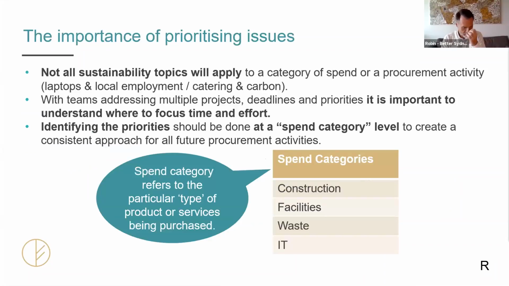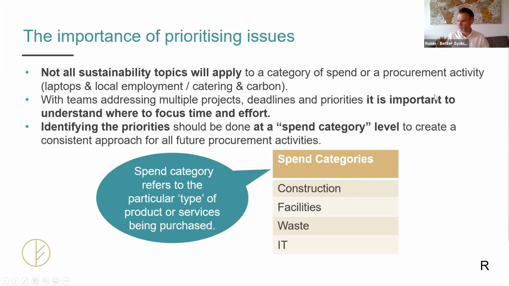We mentioned earlier, we talked about strategic levers and knowing which ones to pull. If you have a whole field of vision filled with levers and lots of different issues from carbon and circular economy and human rights and modern slavery, which ones do you prioritize? A couple of points. Firstly, not all sustainability topics will apply to every category of spend or every procurement activity. If you're procuring laptops, you probably can't encourage local employment. If you're looking at a catering contract, you might not be able to involve carbon. So not every sustainability topic will apply to every category.